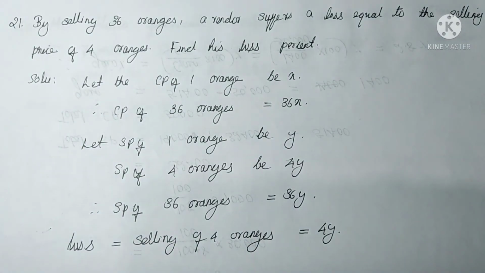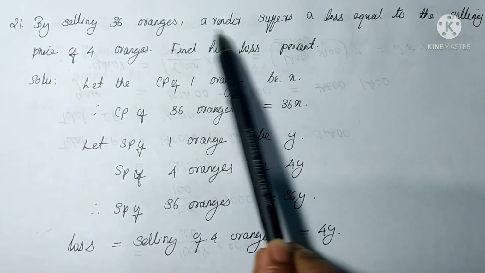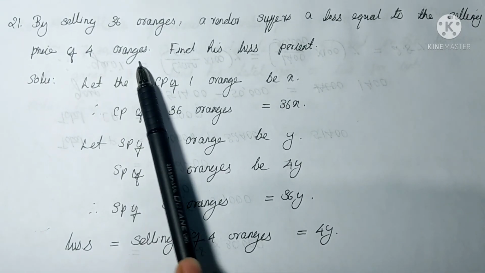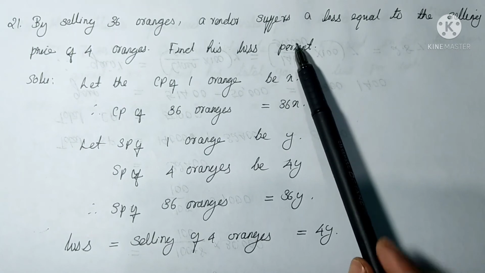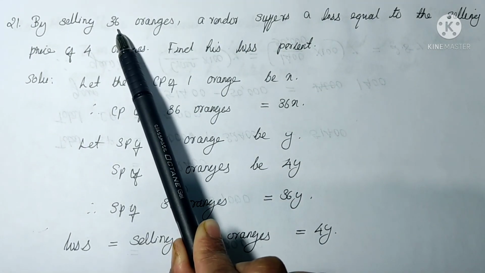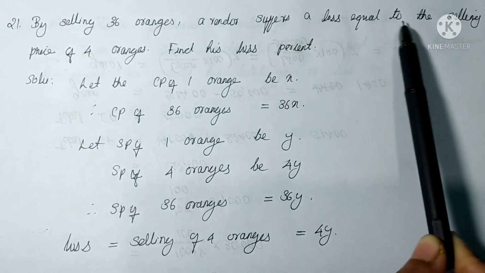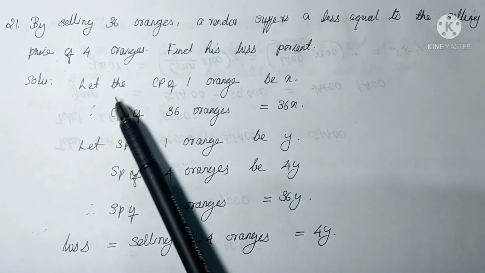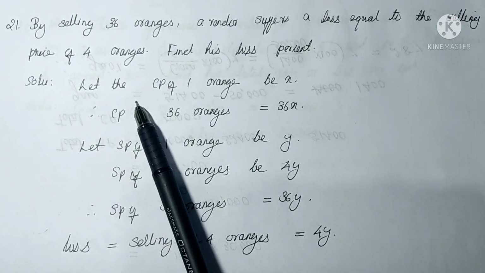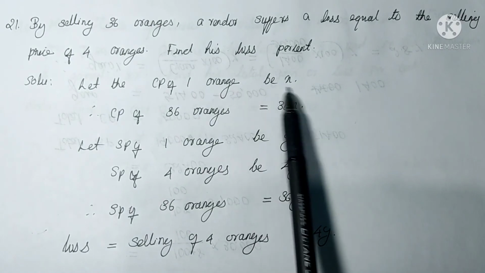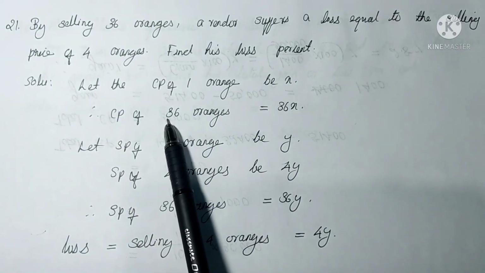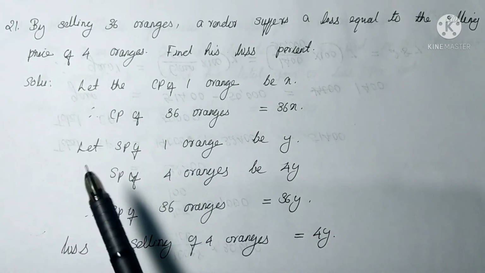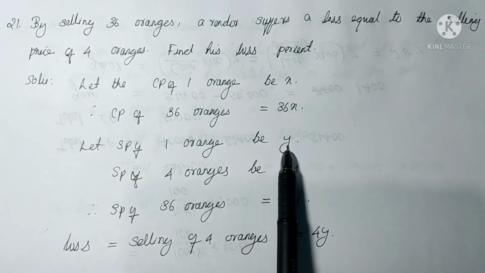Question number 21. By selling 36 oranges, a vendor suffers a loss equal to the selling price of 4 oranges. Find his loss percent. Once again listen. By selling 36 oranges, a vendor suffers a loss equal to the selling price of 4 oranges. We don't know what is the CP of these oranges. So we are taking like this. Let the CP of 1 orange be X. Then the CP of 36 oranges is equal to 36 into X. Similarly, let SP of 1 orange be Y.